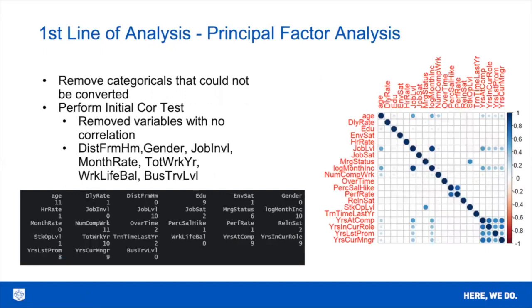So to start, we looked at principal factor analysis, and we wanted to see some factors out of that. We wanted to see how these factors were built and how the variables are interacting with each other. As I mentioned before, we converted some of the categoricals into numeric. I got rid of the ones that didn't work. We performed a correlation test to see which variables had no relations.